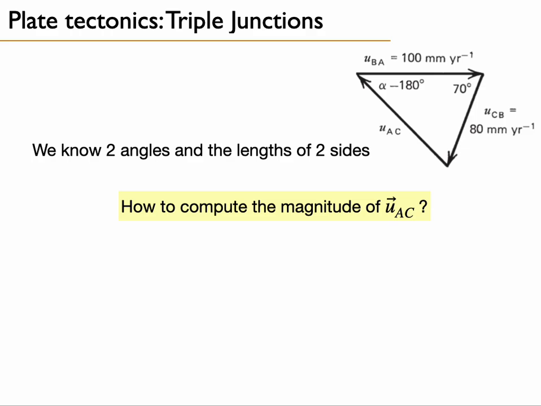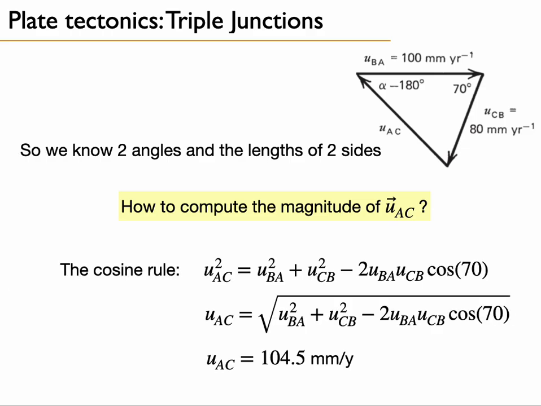Now we have a problem which is very close to what you will have to do in the exercise. We want to compute the magnitude of a velocity vector, knowing the value of two angles. This one is called alpha minus 180, and this one is 70 degrees. And we know the length of two sides, so we have measured two velocities, UCB and UBA, with different magnitudes.